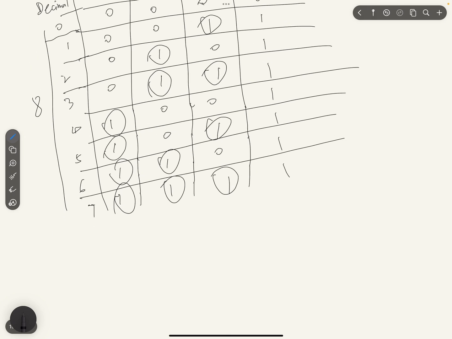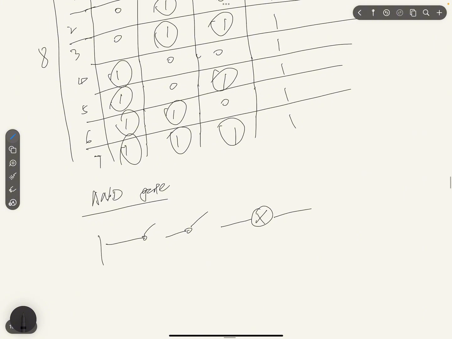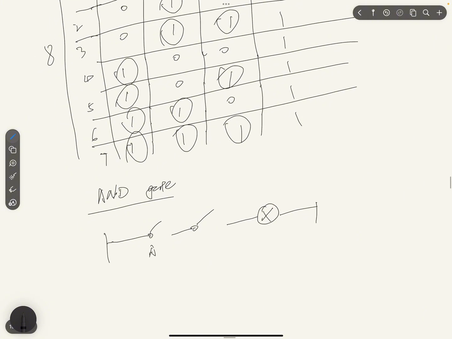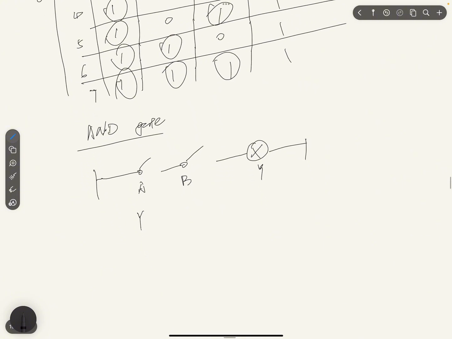Now let's talk about the AND gate. For the AND gate, basically it's in series. There's one switch here, and then another switch here, and the light is right after it. Let's say this is A, this is B, this is Y. We need both switches closed in order to get the light to come on. So the Boolean expression for the AND gate will be Y equal to A times B.